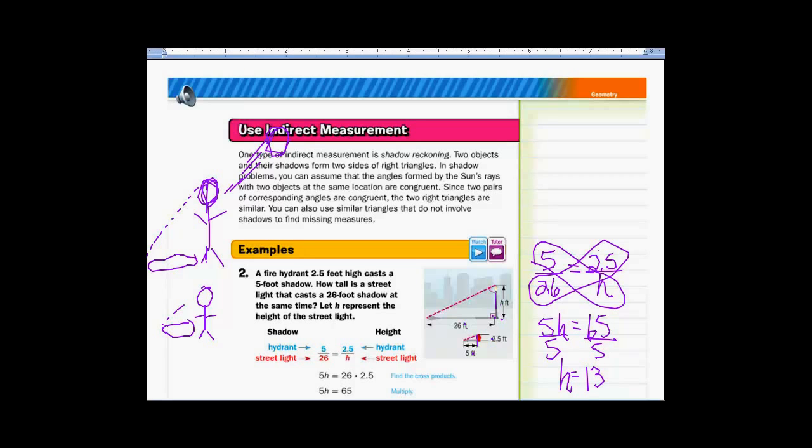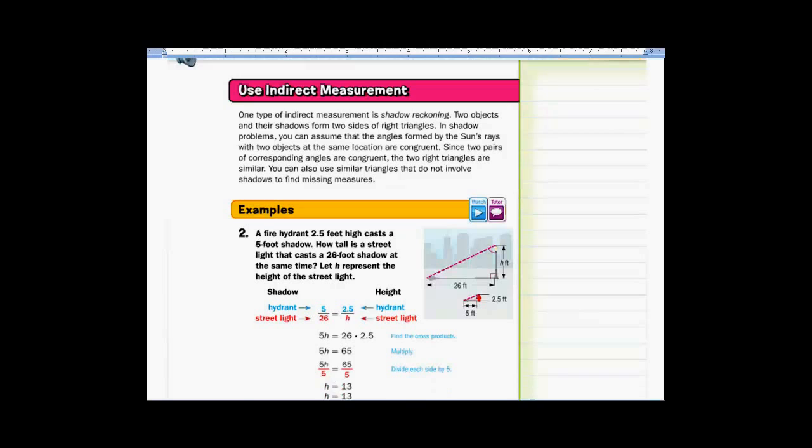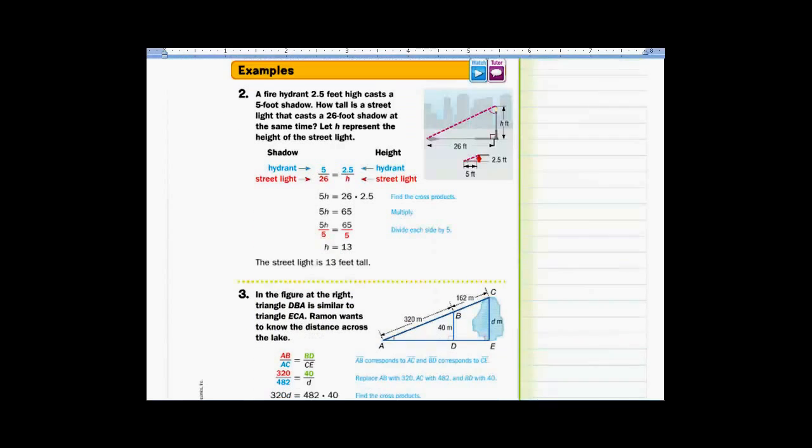So that means the height of that street light would be 13 feet. All right, so similar triangles, that's what we're talking about. And you can make similar triangles with shadows and heights of objects. So let's look at example 3.